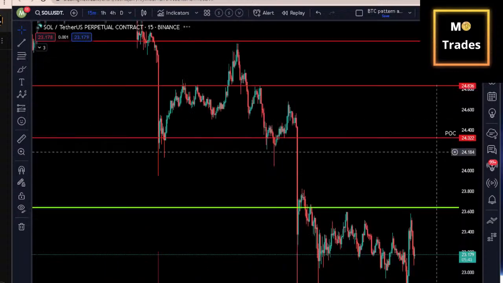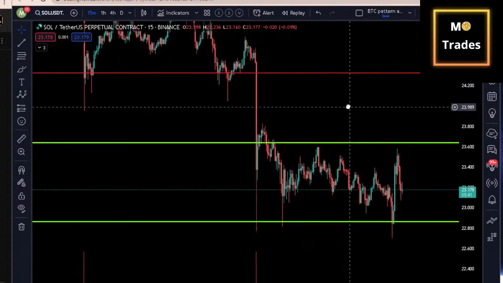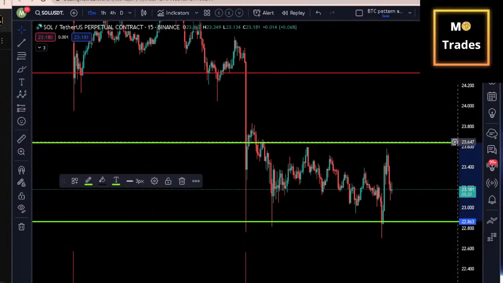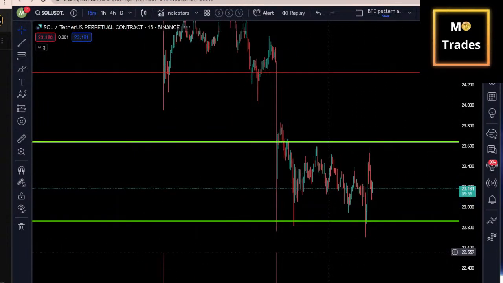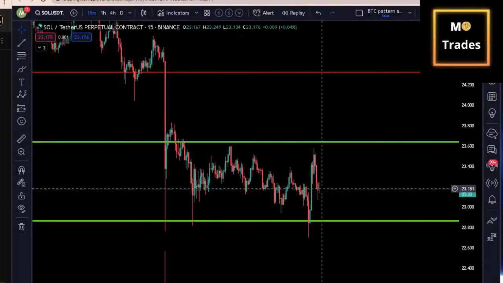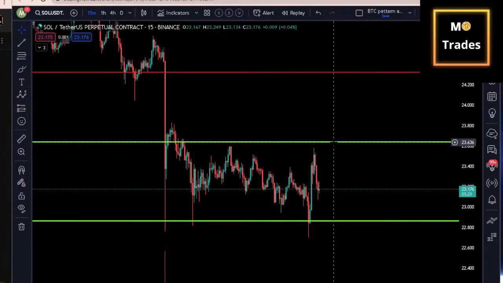Solana, respecting the levels, I like Solana. Solana is in a tradable range, 22.8 to 23.6. That is your range for Solana. You trade the range until it breaks. Now you're in the middle of the range, you don't trade it. You wait for the top of the range, 23.6, you take your chance, because trading is taking chances.